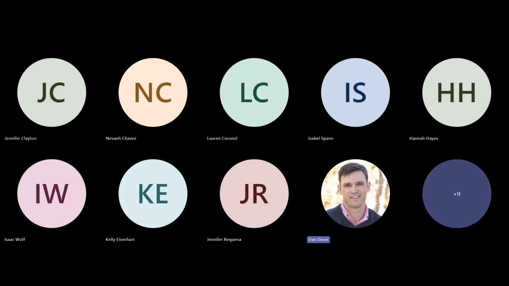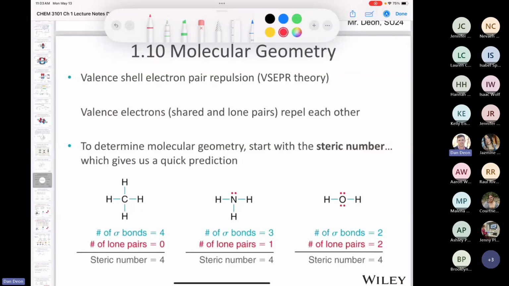Okay, so we left off talking about molecular geometry. And molecular geometry is based off of something called VSEPR theory. VSEPR stands for valence shell electron pair repulsion theory. So if you have electrons that are in a bond, electrons are negatively charged, or whether they're in a lone pair, electrons have like charges, so they're going to repel each other, right? So it says to determine molecular geometry, we can start with a steric number.